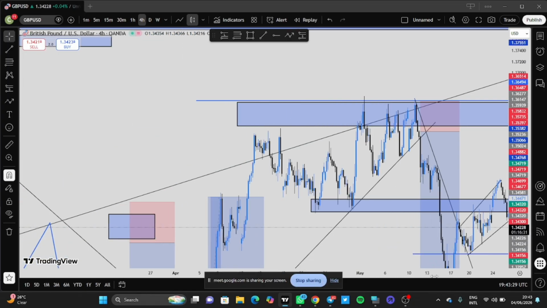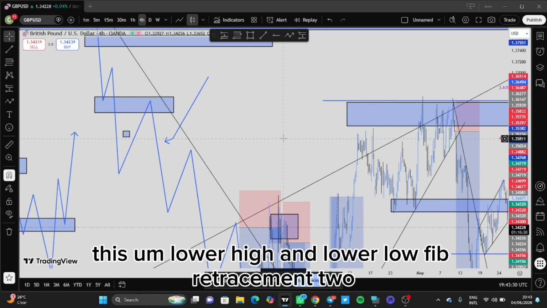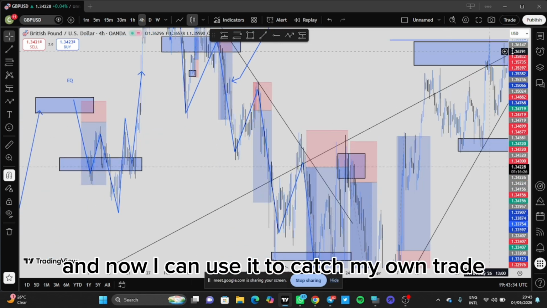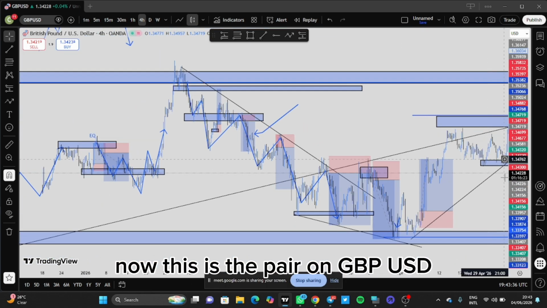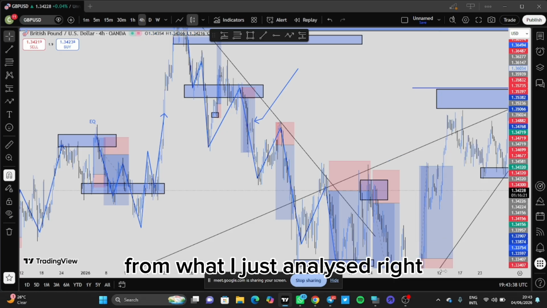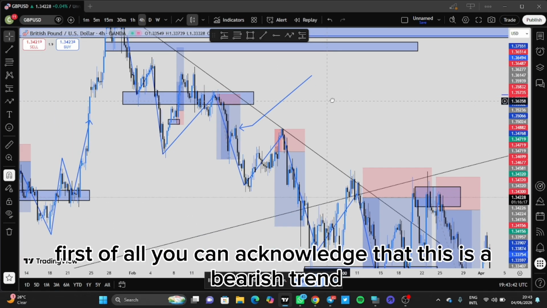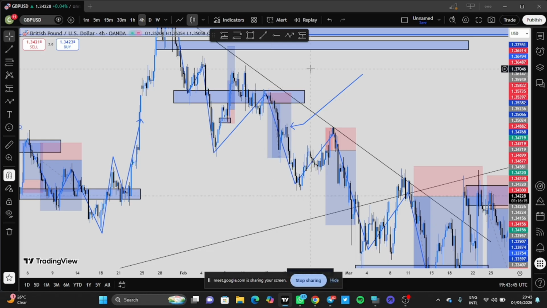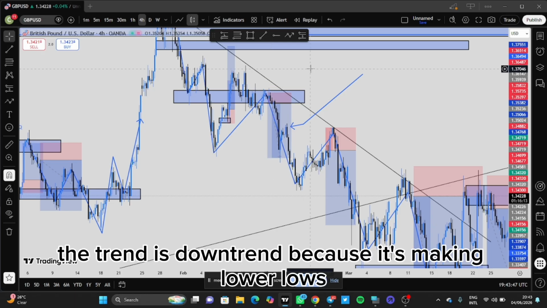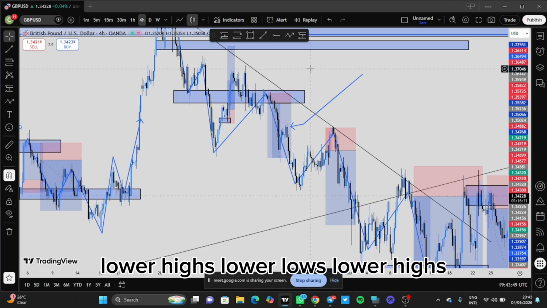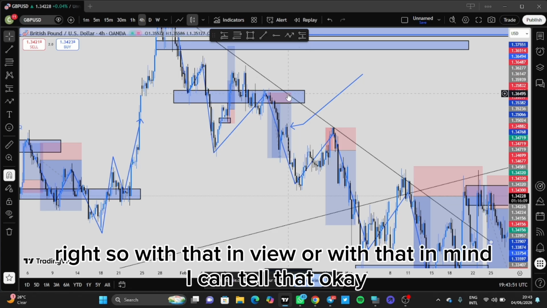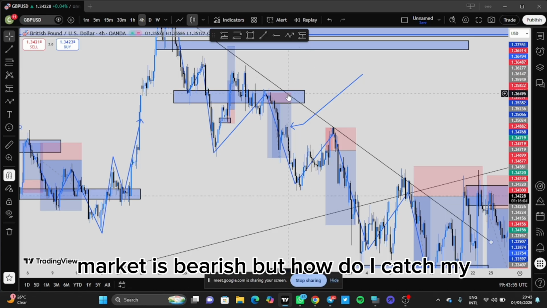So now let's go to the chart and see for ourselves how the market actually followed structure and followed this lower high and lower low Fib retracement tool, and now I can use it to cash my own trade. Now this is a pair, GBPUSD. From what I just analyzed, first of all, you can acknowledge that this is a bearish trend. The trend is a downtrend because it's making lower lows, lower highs, lower lows, lower highs, right? So with that in mind, I can tell that the market is bearish.